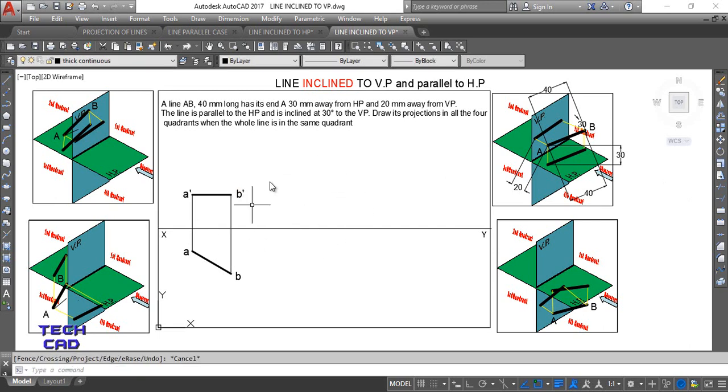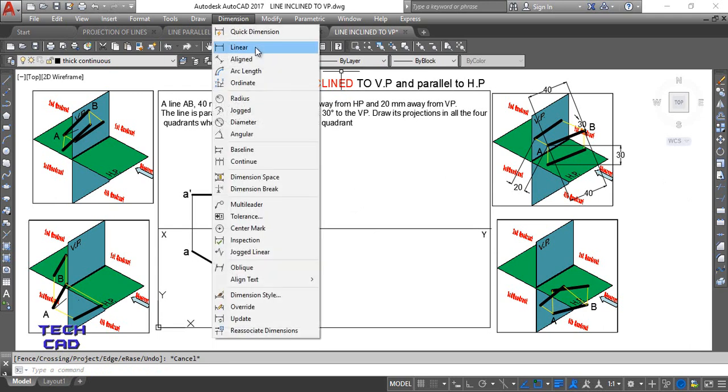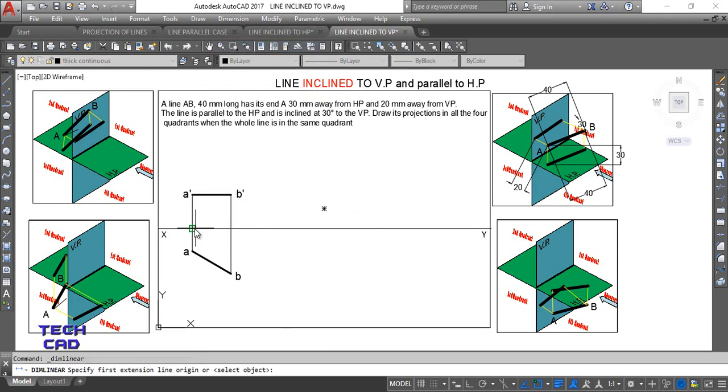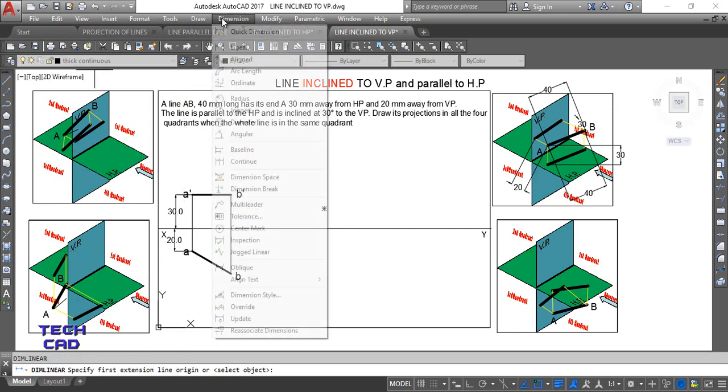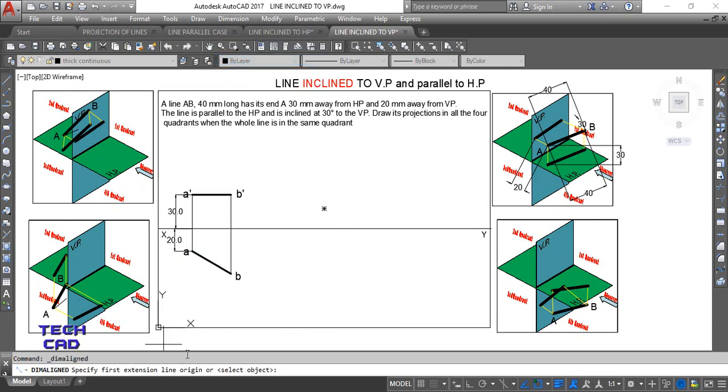Okay, so now take a dimension, linear, this one 30 as per the cosine. Again take a dimension, this one 20. Okay, so now again take a dimension, aligned, this one and this one, yes, 40. Let's see here, this is 40 mm.